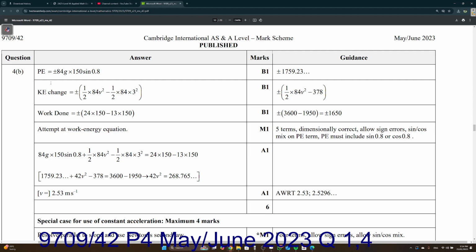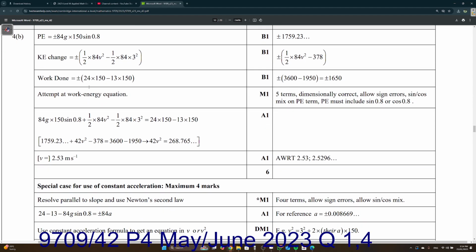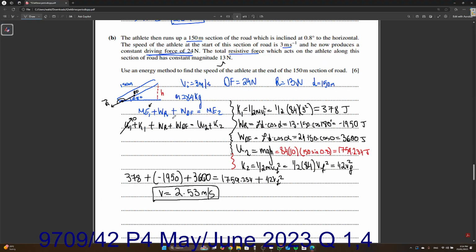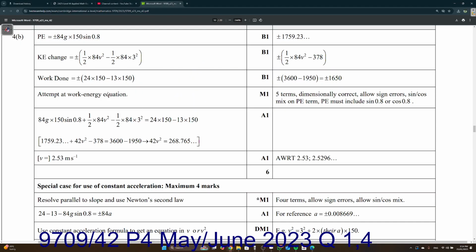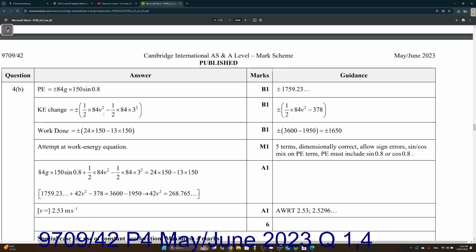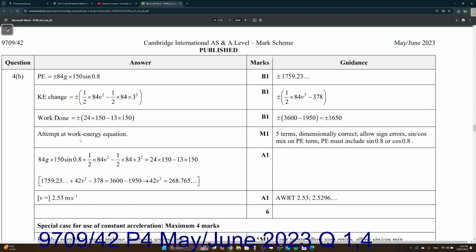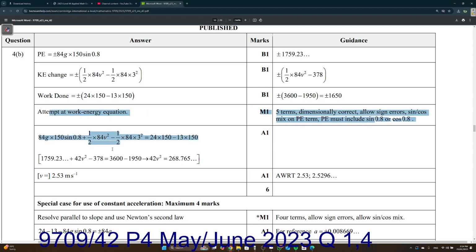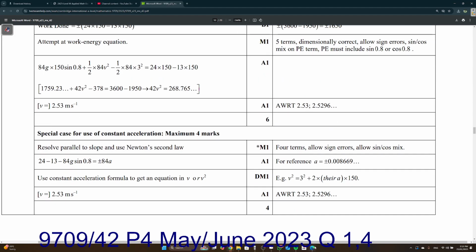Let's take a look over here. The way we did it is we found potential energy, we found kinetic energy, we found the work done by the driving force and the resistive force, and this is the work energy equation. I just tried this. You don't really have to do it, but this will get you full marks, a nice 6 marks. So 1 mark for finding potential, one for kinetic, 1 mark for finding work done, 1 mark for an attempt at the equation. So doing this will get you 2 marks, and then obviously 1 mark for the correct answer. And these are also the accepted answers.